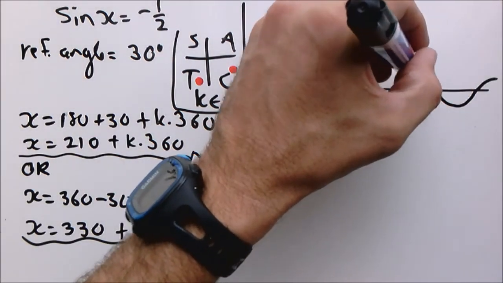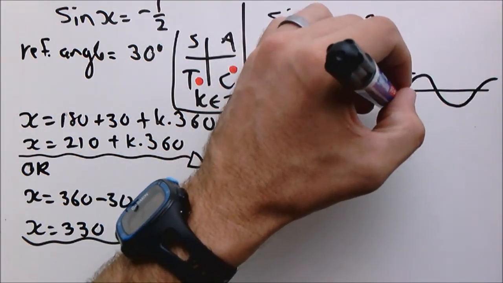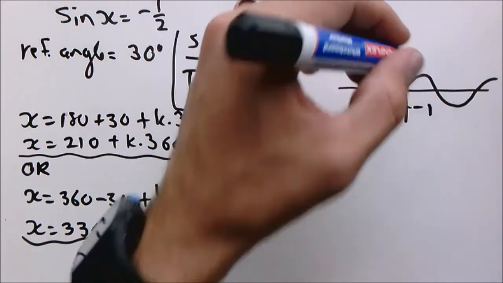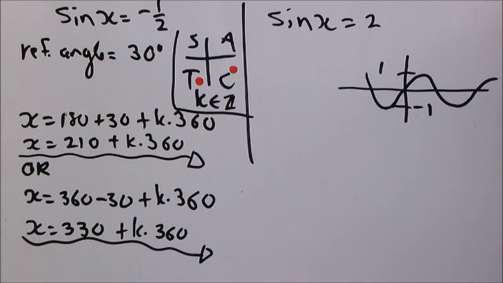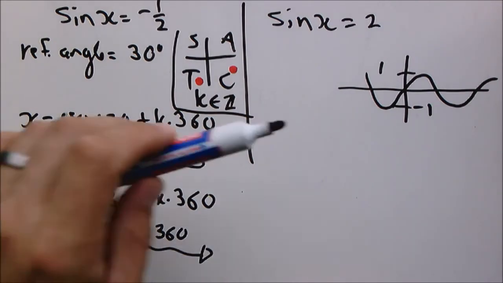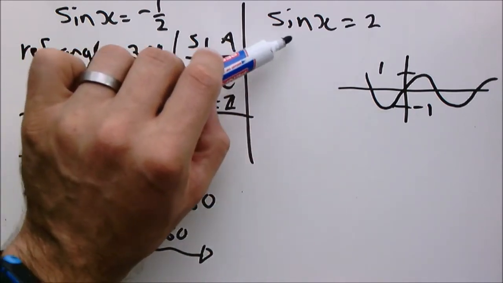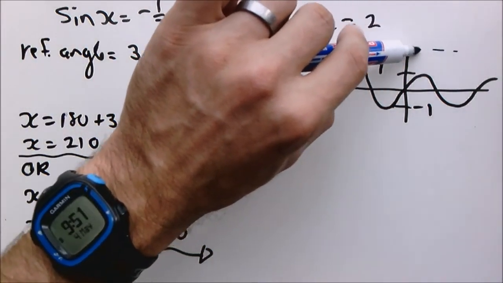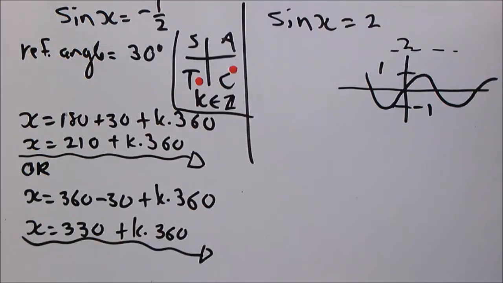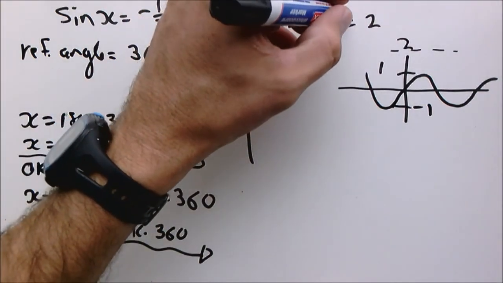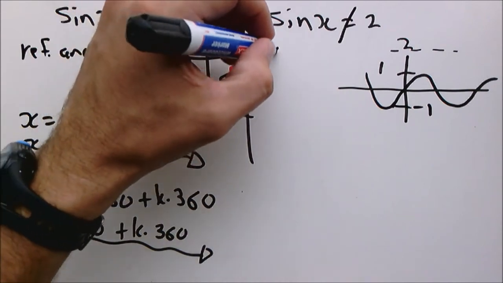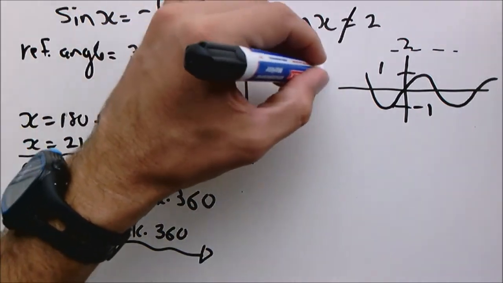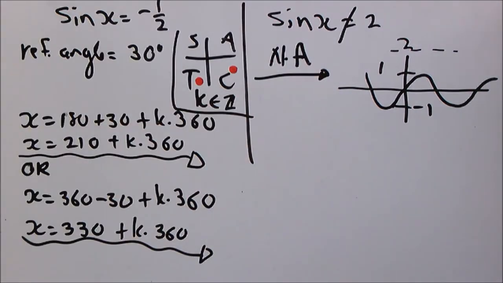The maximum value of a sine function is 1. The minimum value is -1. So it is impossible for a normal sine function like this one to have a value that sits on 2. So therefore you can draw a line through the equal to sign and you say not applicable. And that is it. This is the final solution.